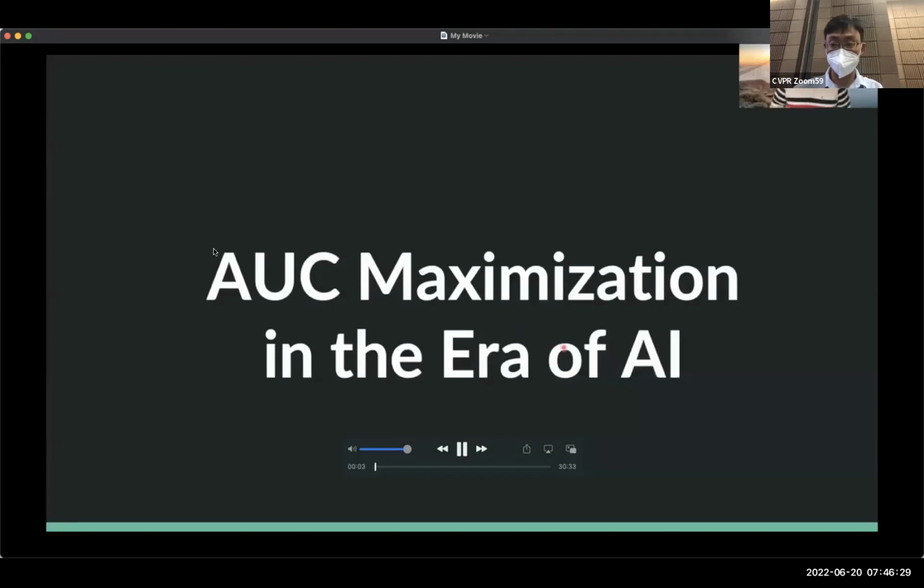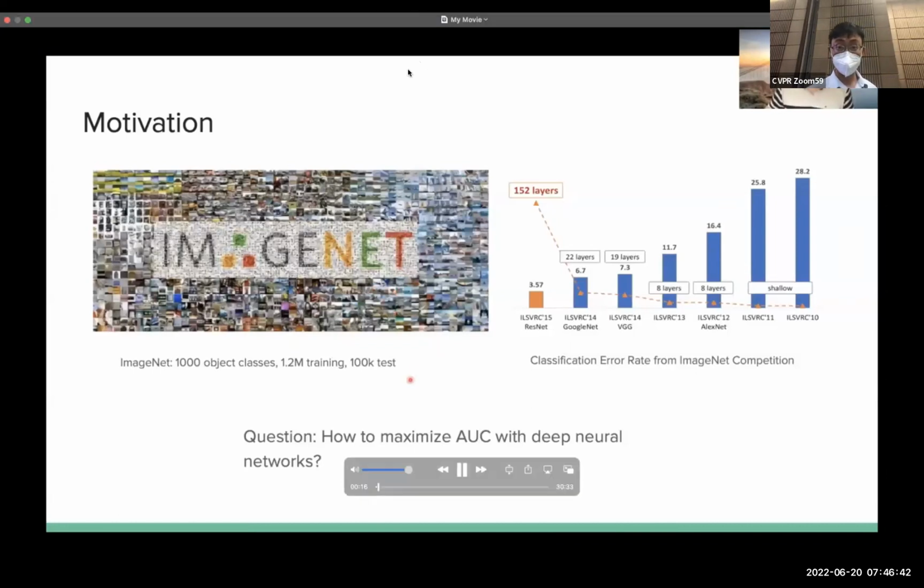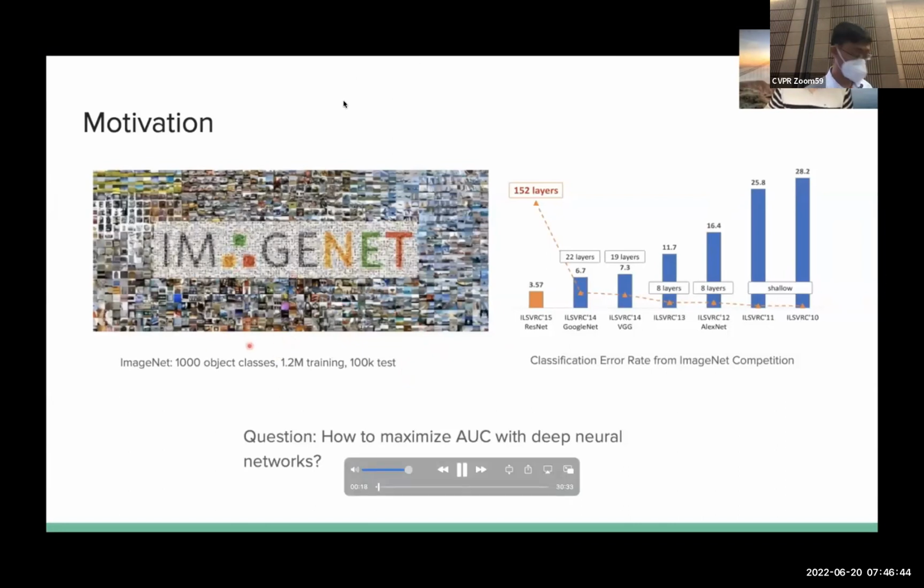Hello, everyone. This is Mingrui, and I'll talk about the section on AUC maximization in the era of AI. The motivation of this section is that we want to maximize AUC with deep learning. So here is the motivation. We have the ImageNet challenge, which has 1,000 object classes, a 1.2 million training data set, and a 100,000 test data set. It's a huge data set.